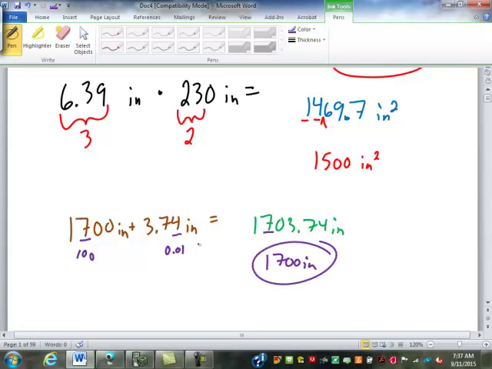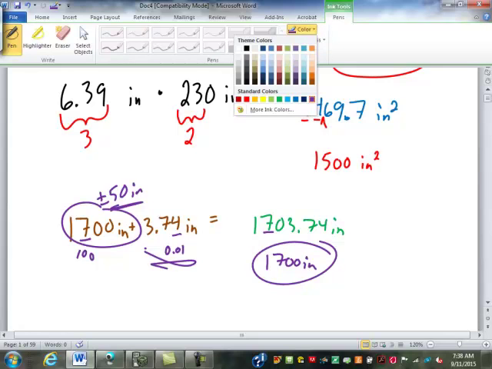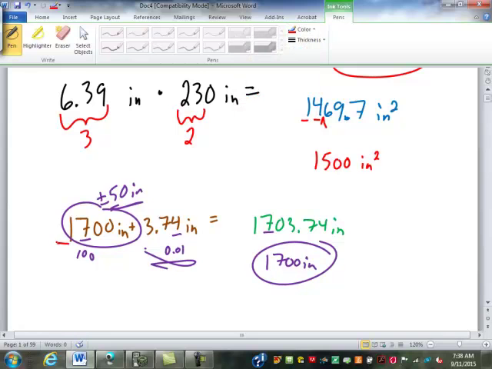I added 3.74 and it didn't change the number. The reason being is the error in this number right here is plus or minus 50 inches. So the error in that measurement is bigger than what it is we're trying to add or subtract to it. So it doesn't make sense to add or subtract it. The only reason I'm showing you this example is because it wouldn't make sense to even try to combine those two numbers. Because of the drastic difference in their degree of precision, they're meaningless to each other.